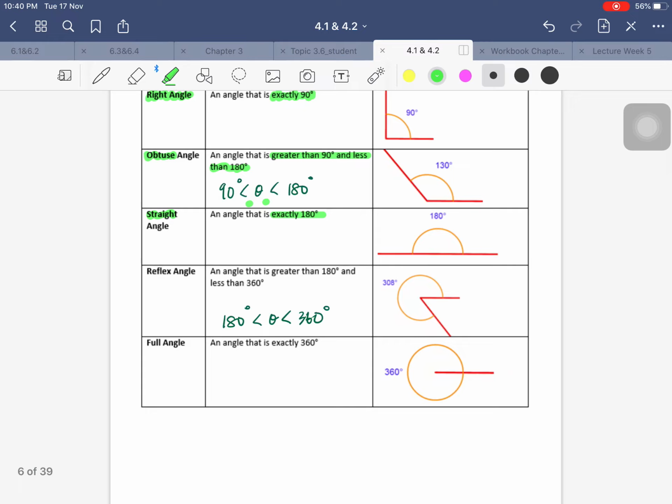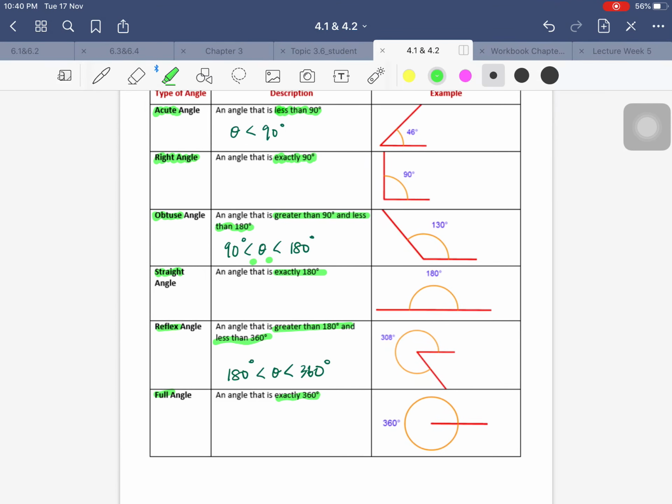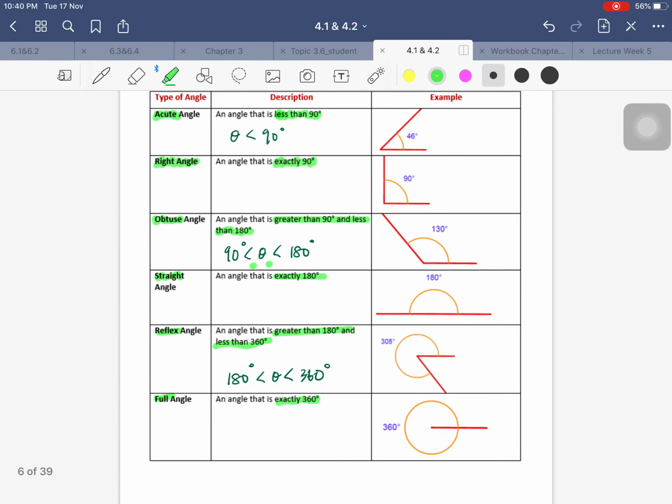And any angle that is greater than 180 but less than 360 is called a reflex angle. And of course, if it's exactly 360 degrees, it is called a full angle. So these are going to be the names, so that sometimes when you come across a question that says this is an acute angle, you know right away that the angle is supposed to be a value that is less than 90, and it's going to be in the first quadrant.